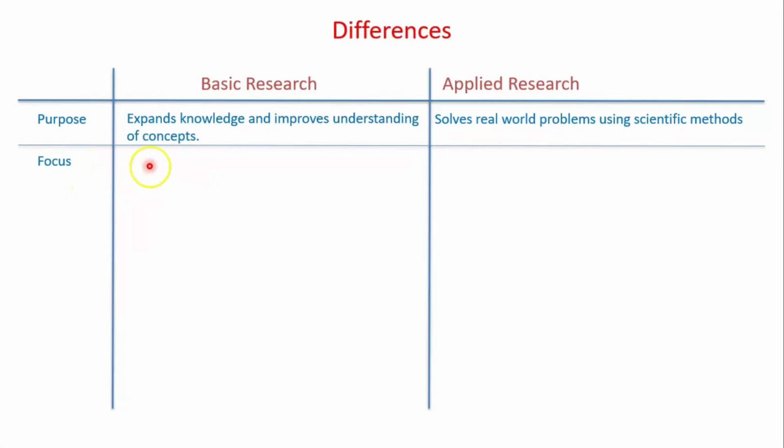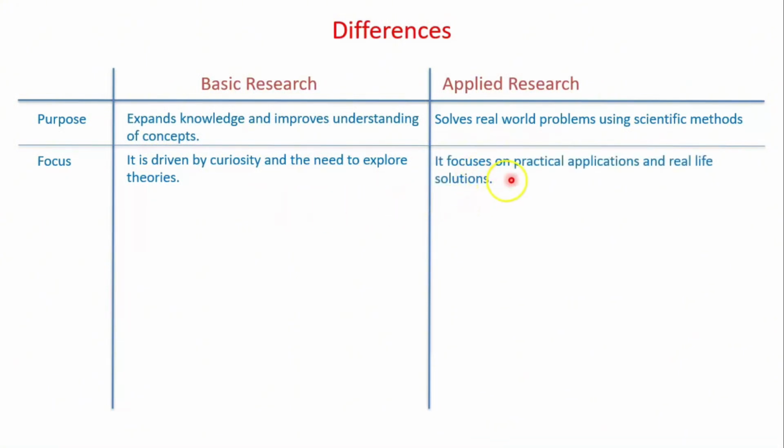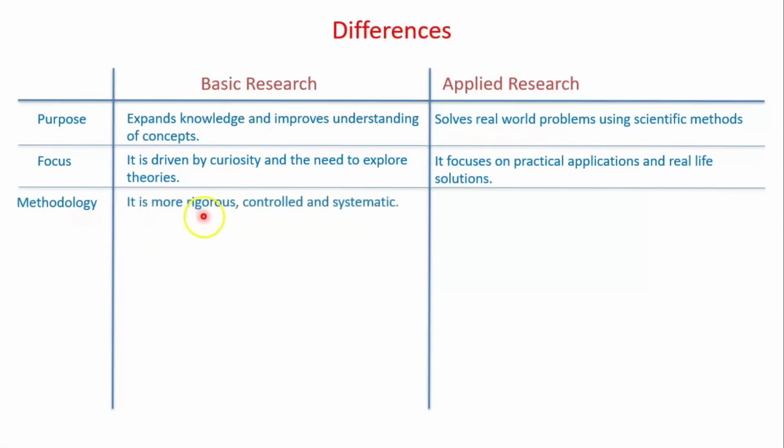Then based on focus, basic research is curiosity-driven. You are just curious. You need to explore theories. That's all. But applied research focuses on practical applications. Practical, that's why it's also called practical research. Practical applications and real-life solutions. Is that clear? Then based on methodology, basic research is more controlled and systematic. You follow a strict systematic process to get it done. But applied research is less rigid and designed to suit real-world conditions.